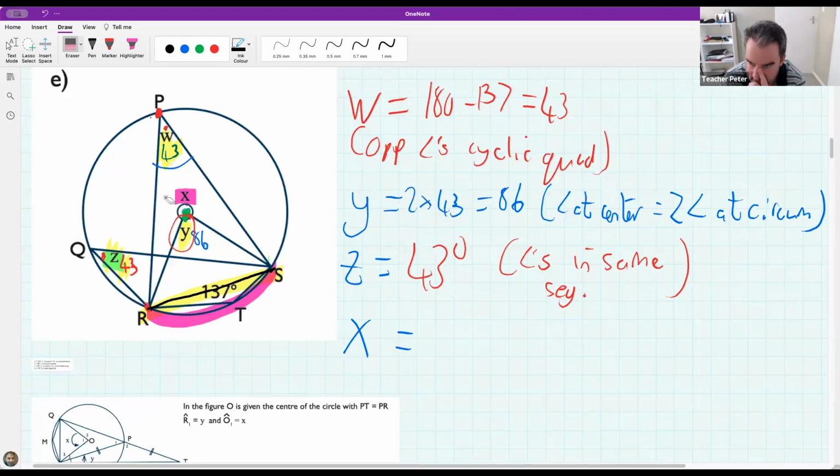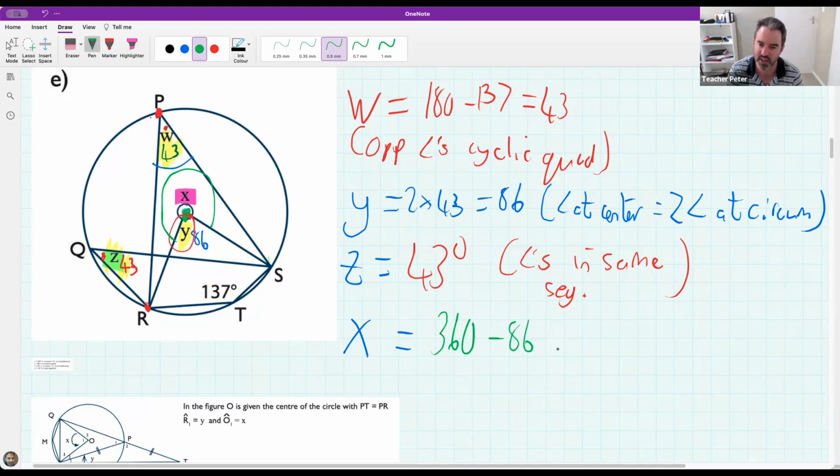Now, what about x? How are we going to find what x is? Well, I think that everything must add up to 360. So we just go 360 minus 86, and that is just going to be a revolution angle. Then you take away 60, 26. I get 274 degrees, which is actually double the 137.